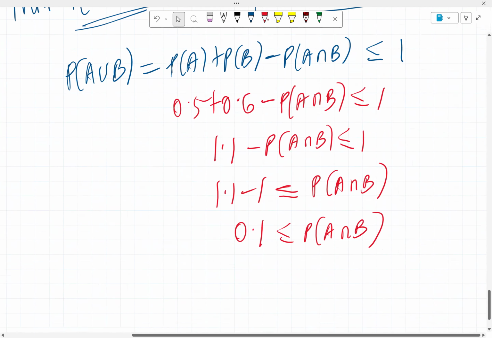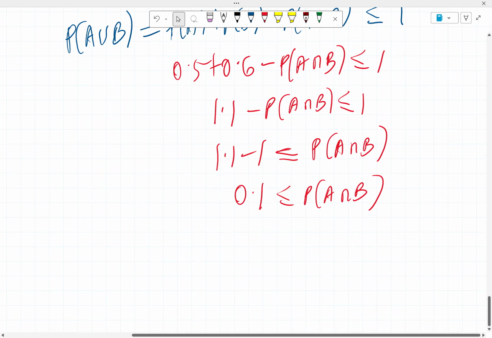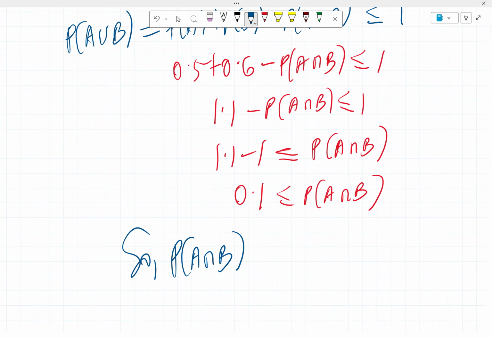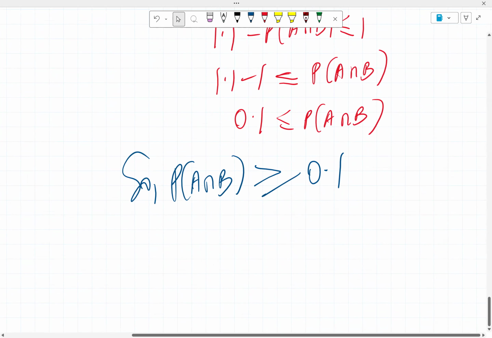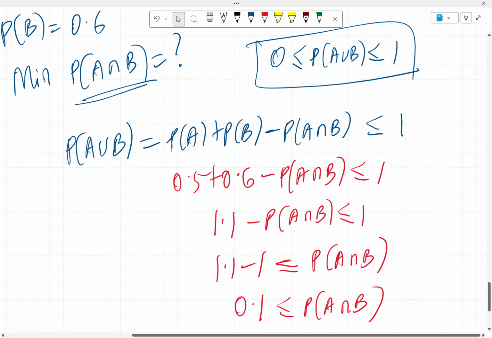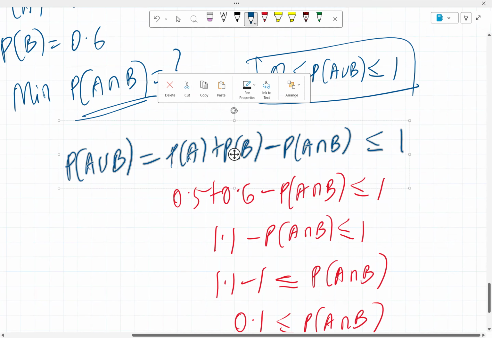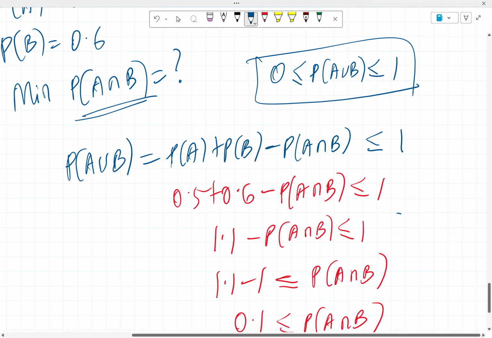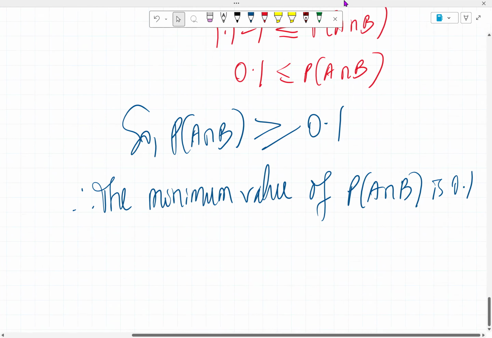So we are looking for the minimum, right? That simply means the probability of A intersection B should be greater than or equal to 0.1. So the minimum value of the probability of A intersection B is 0.1. If it is smaller than 0.1, the union would be above 1, right? The whole thing cannot be above 1. So I think that's how that goes.